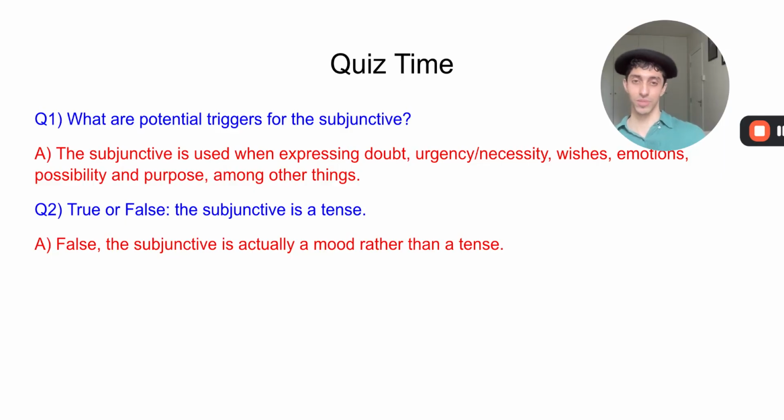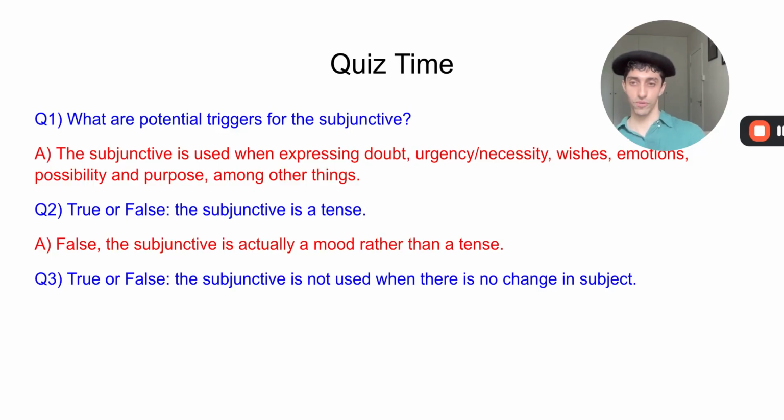The difference or distinction between those two, between a mood and a tense, can be quite tricky to understand as well. A mood is a more overarching category, so a mood can contain various different tenses within it. And a mood shows the speaker's attitude towards what they're saying rather than when it actually happened or happens or will happen.